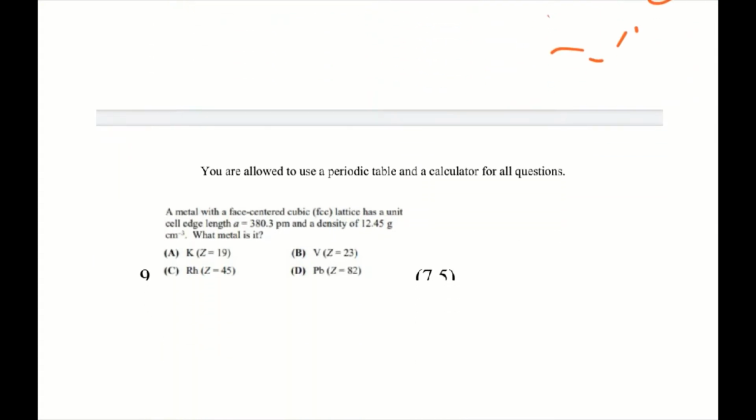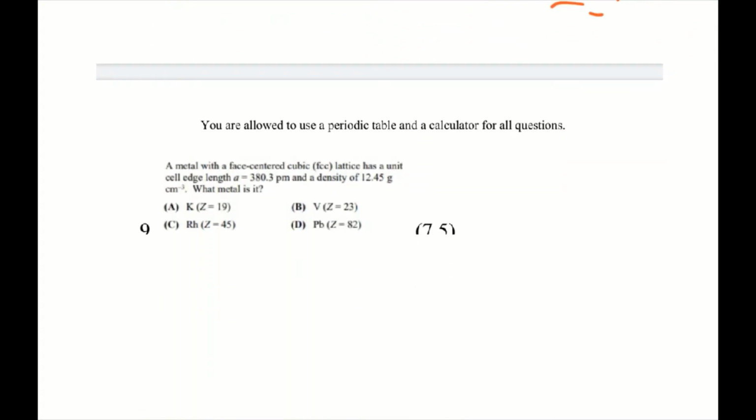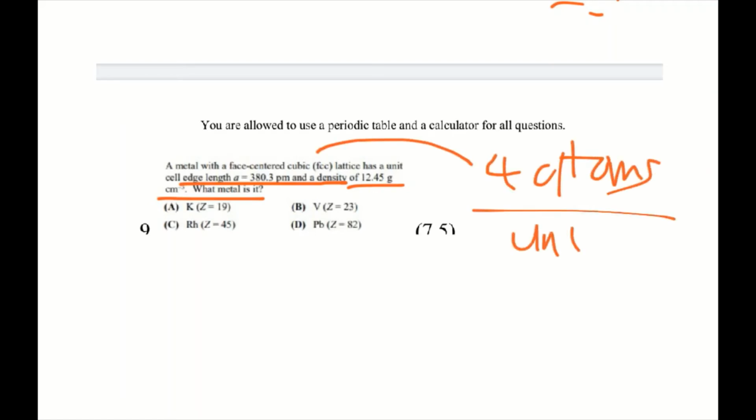This one requires a bit of math. A metal with a face-centered cubic lattice has a unit cell edge length of a equals 380.3 pm and a density of 12.45 grams per centimeter cubed. What metal is it? Well, we have to think about what face-centered cubic means. This means that it will have 4 atoms per unit cell, and we talked about this in video 7.5, so go watch that if you don't know what I'm talking about.